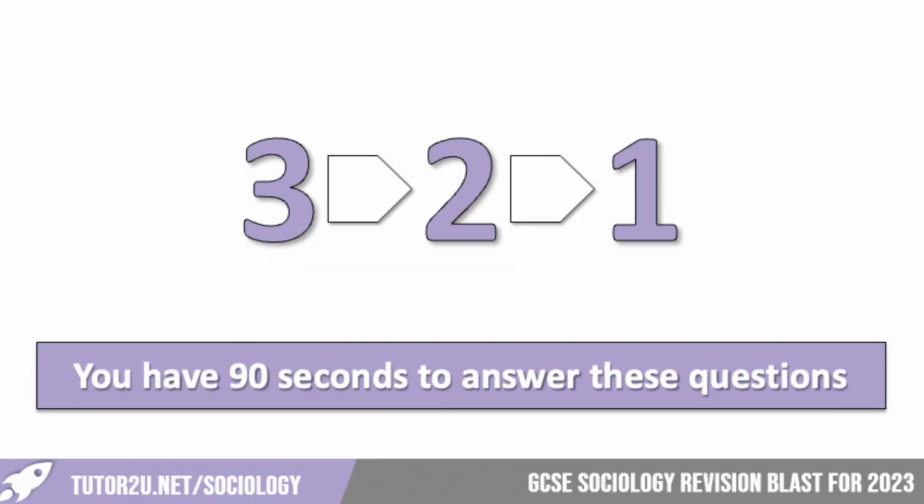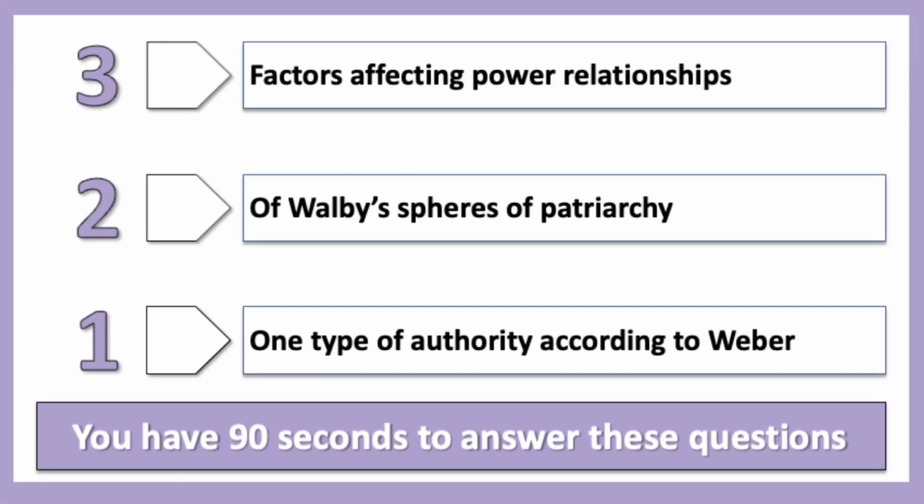Our final activity of today's revision blast is a 3-2-1. You've got 90 seconds to answer these questions. We have 3 factors affecting power relationships, 2 of Walby's spheres of patriarchy, and 1 type of authority according to Weber. So 90 seconds, off you go. 5, 4, 3, 2, 1.